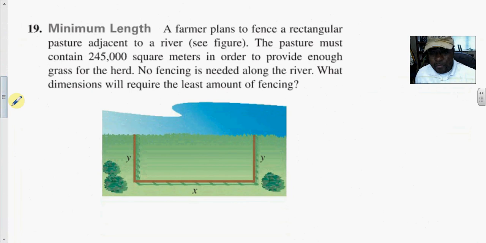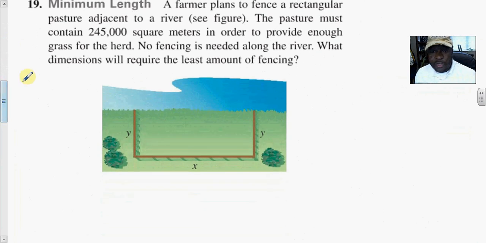Moving right along, a farmer plans to fence a rectangular pasture adjacent to a river. So one side of the perimeter is not needed. The pasture must contain 245,000 square meters in order to provide enough grass for the yard. No fencing is needed along the river. Well, good. What dimensions will require the least amount of fencing?